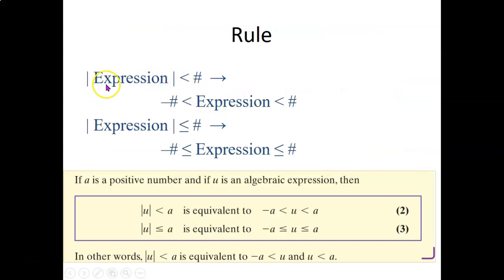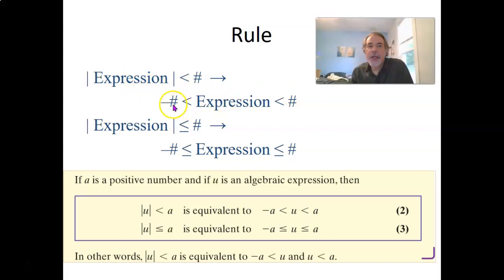So the rule is, whenever you see the absolute value of some expression less than some number, you can translate that into negative number less than expression less than number. In other words, the expression is between the negative and the positive of that number. And if it was originally not just a less than, but a less than or equal to, same rule, but with less than or equal to's. So let's look at some examples.